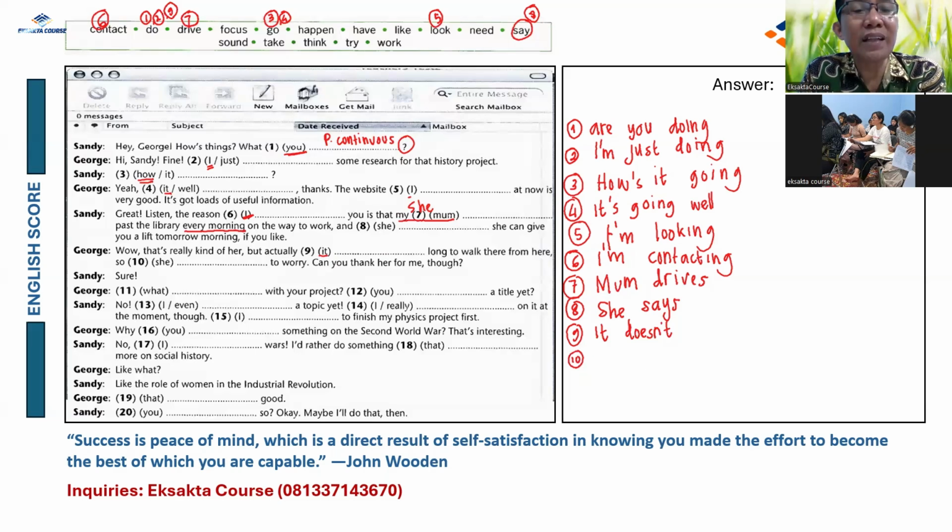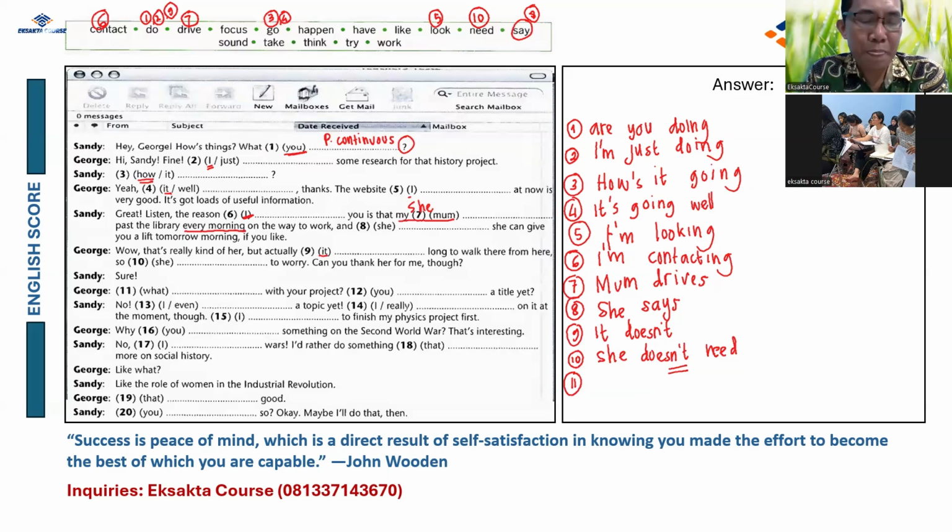So she doesn't need. Okay. She doesn't need to worry. The suitable word to complete the dialogue number 2, so need. Look at the need in the above box. Okay, so doesn't need. Need without s or es, even though the subject is she, because there is doesn't. And then we continue. Can you thank her for me too? Next, Sandy. Sure. Okay, now we continue for Georgie.